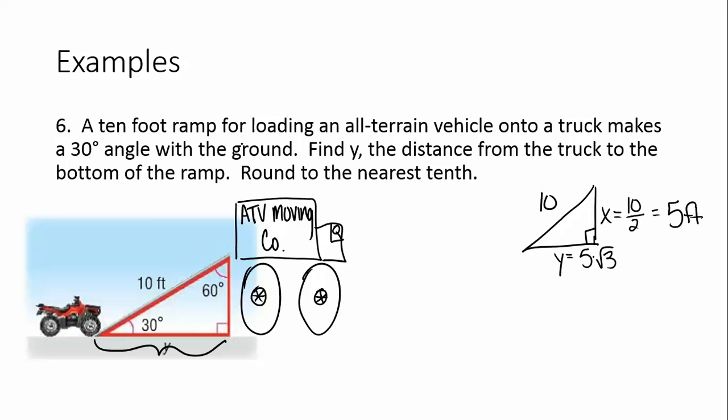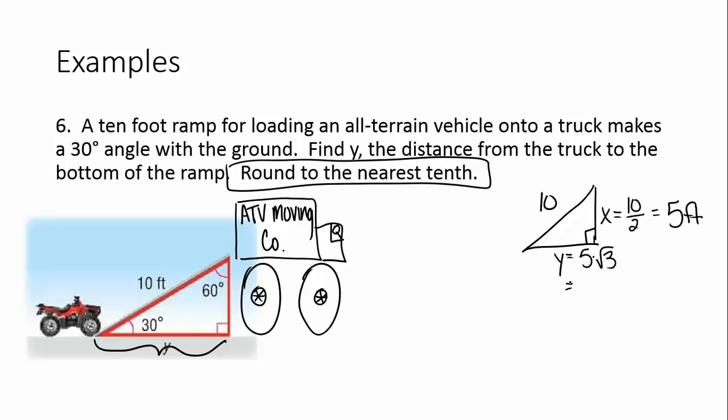Now notice here it does say to round to the nearest tenth, which means we are going to put this in the calculator. If you're using a calculator from my classroom, you need to do the square root of 3 first, and then multiply it by 5. So in the calculator, you'll do 3 and take the square root of it. You get 1.732050808. Multiply that by 5, and we're rounding to the nearest tenth.